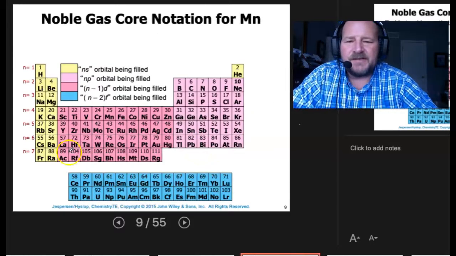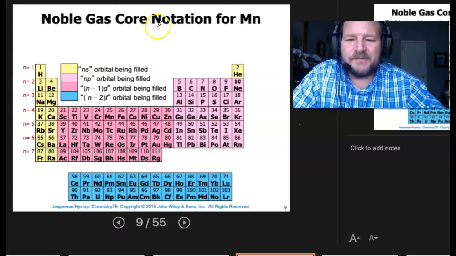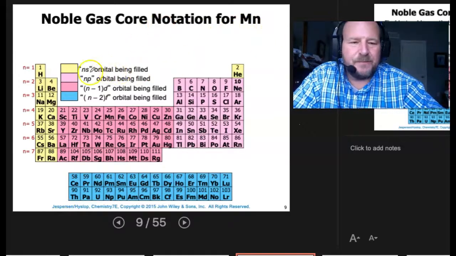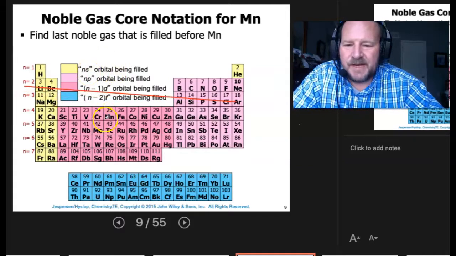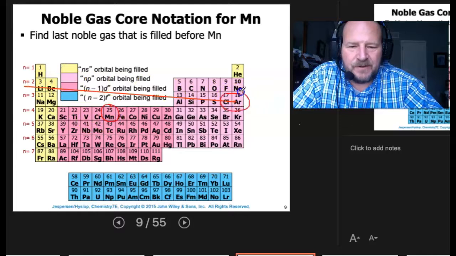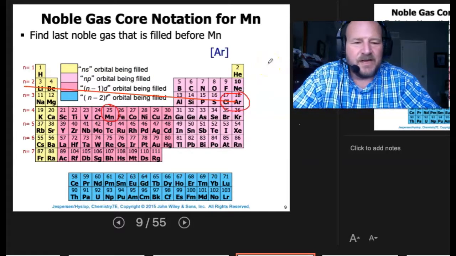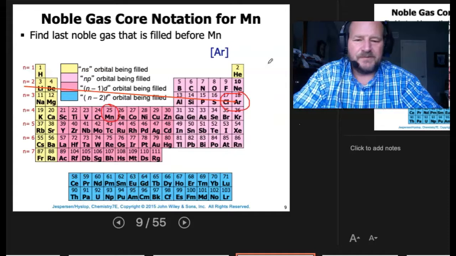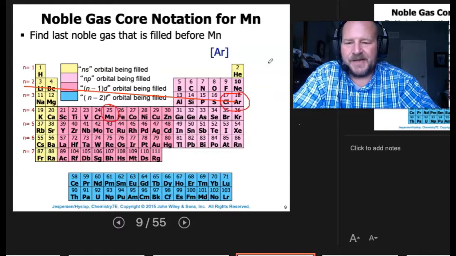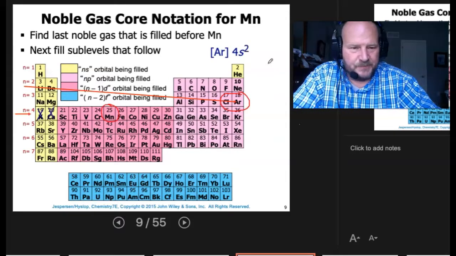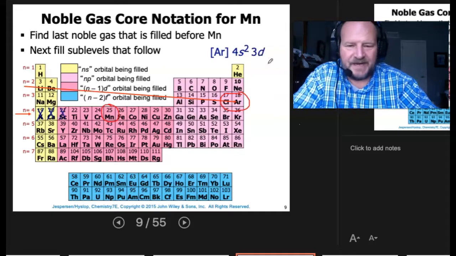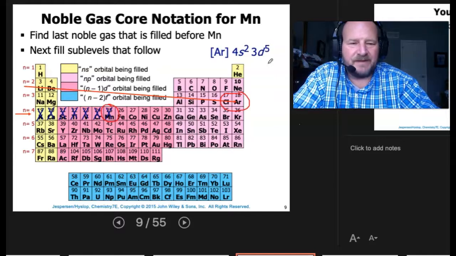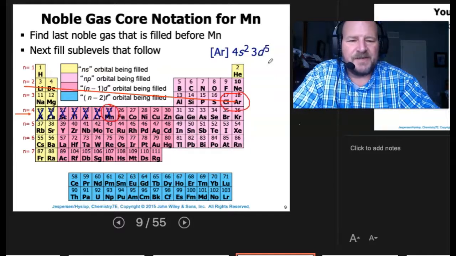All right, so the noble gas core notation for manganese then. So if we want to do manganese, what we're going to do is we're going to find manganese. So manganese is number 25, it's right here. So then we're going to find the noble gas that came before it, which is going to be argon right there. The argon's going to go in brackets. Then we're going to see what follows it. So after argon, we have potassium and calcium. That's going to be our 4s2. All right. Then we're going to look at manganese, and we're going to go 1, 2, 3, 4, 5. And so that's going to be 3d5. All right. Easy peasy lemon squeezy.